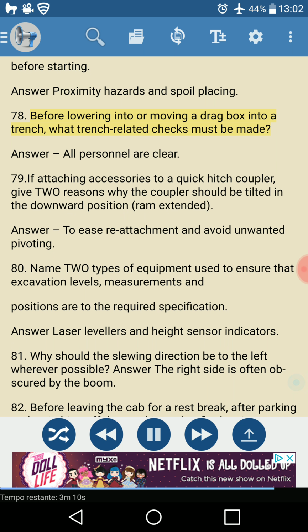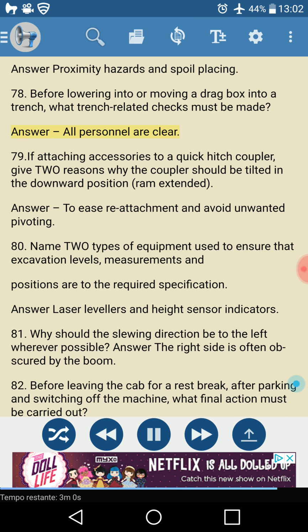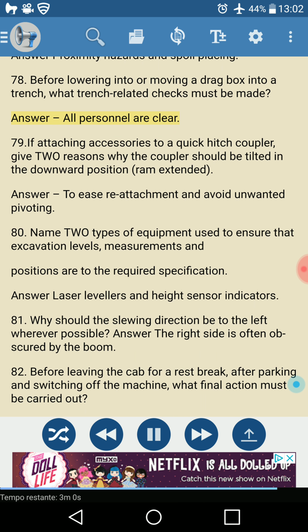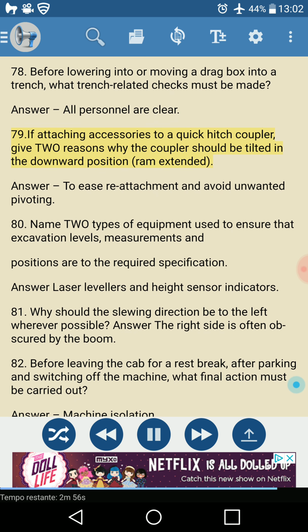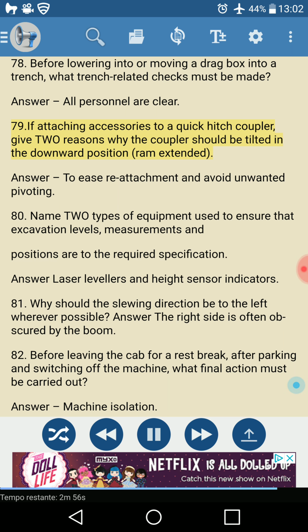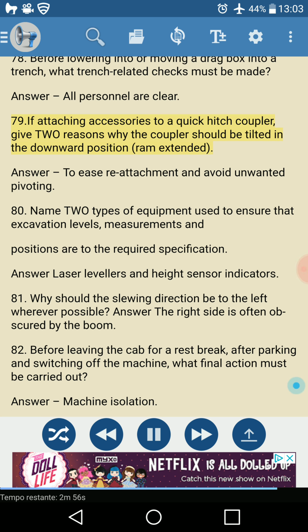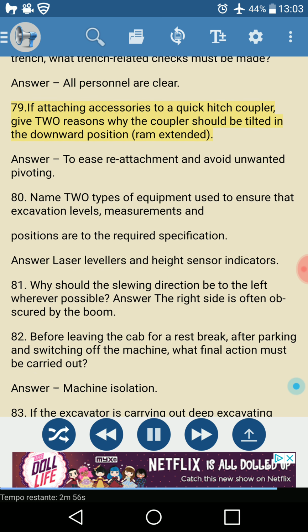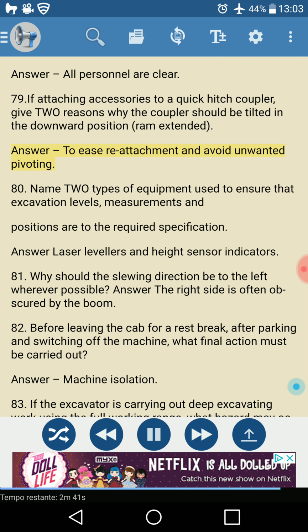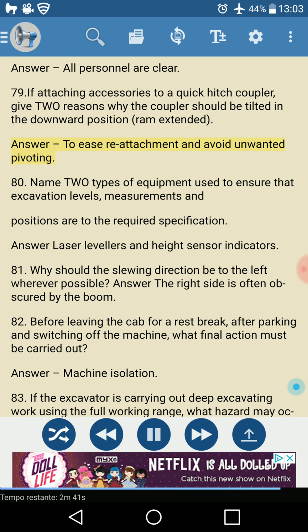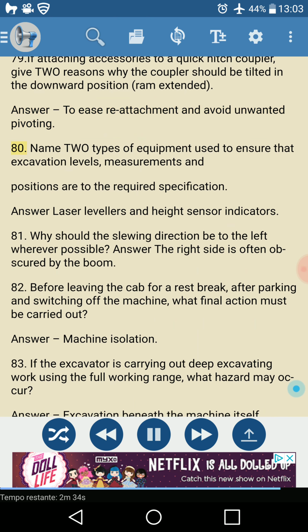78. Before lowering into or moving a drag box into a trench, what trench-related checks must be made? Answer. All personnel are clear. 79. If attaching accessories to a quick hitch coupler, give 2 reasons why the coupler should be tilted in the downward position, ram extended. Answer. To ease reattachment and avoid unwanted pivoting.